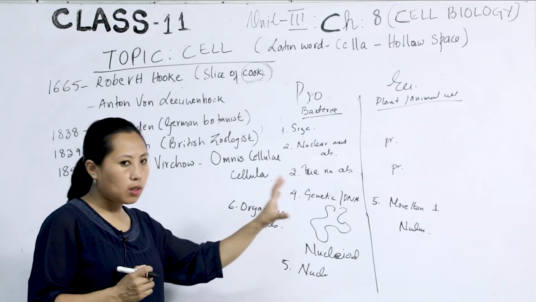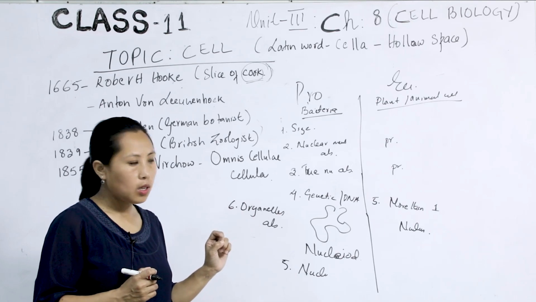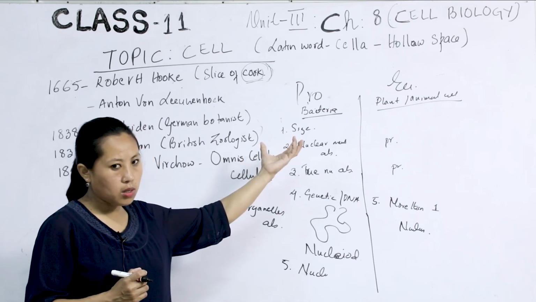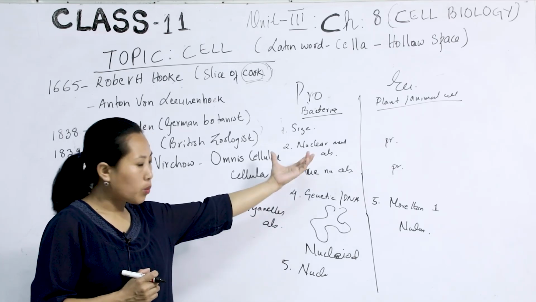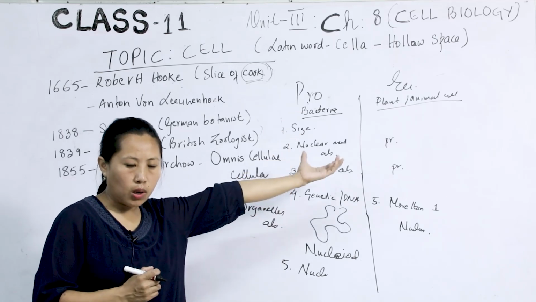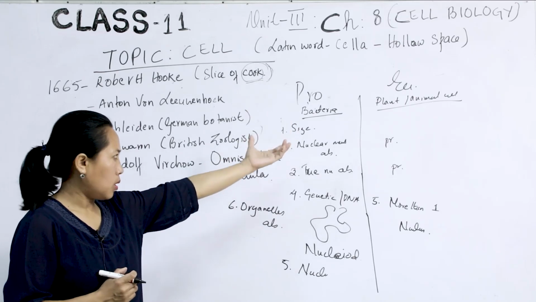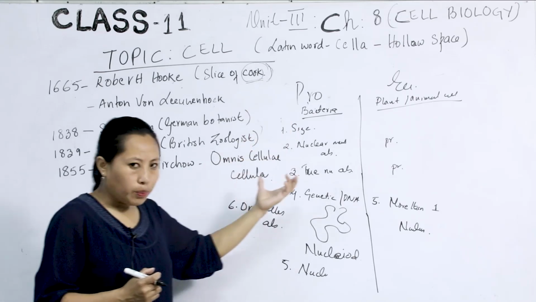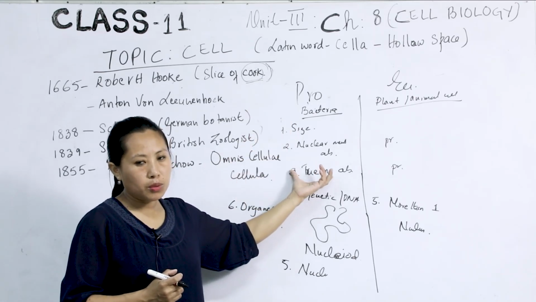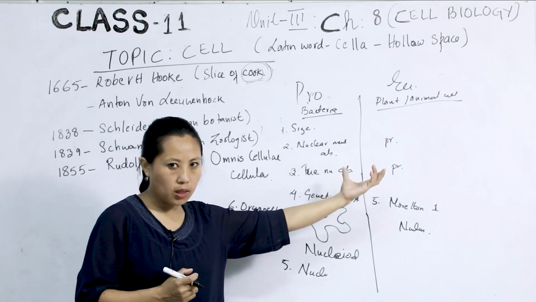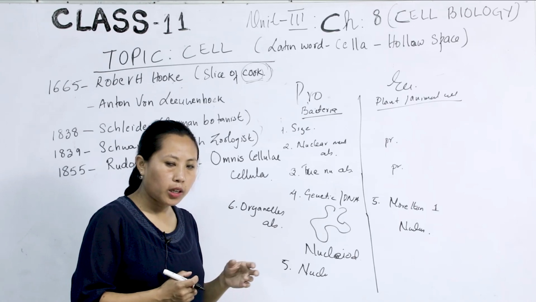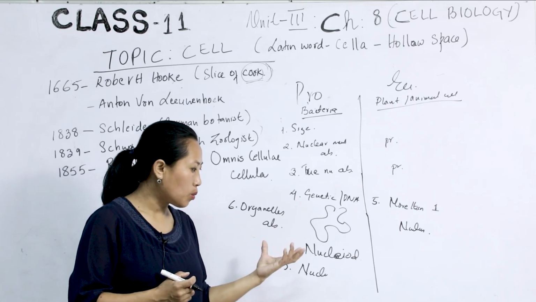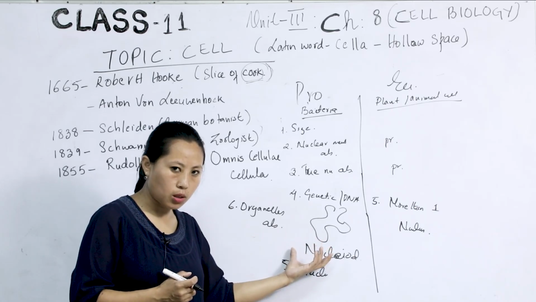So these are certain differences between prokaryotes and eukaryotes. In size, prokaryotes are comparatively smaller as compared to eukaryotic cells, and the nuclear membrane is absent in prokaryotes, while it is present in eukaryotes. Due to the absence of a nuclear membrane, a true nucleus is absent in prokaryotes, while it is present in eukaryotic cells, and the genetic material or the DNA is in the form of a single circular chromosome, which lies in the center of the cell known as the nucleoid.